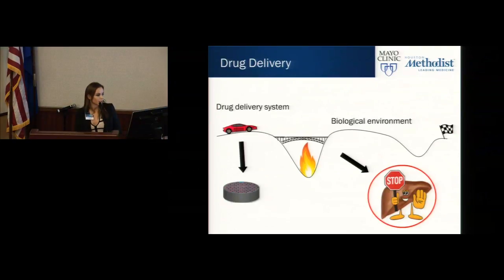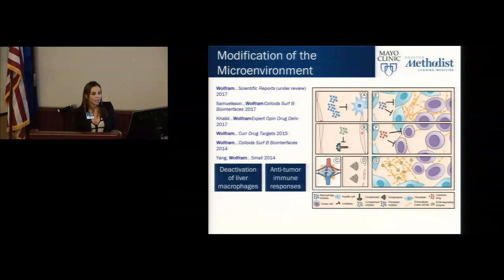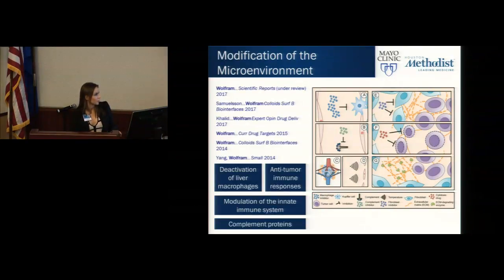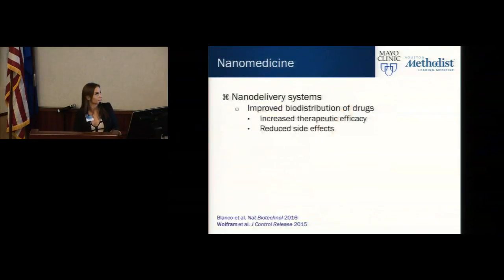So within my own research, I worked a lot with strategies to modify the microenvironment, for instance, deactivation of liver macrophages, anti-tumor immune responses, modulation of the innate immune system, complement proteins, and modification of the tumor microenvironment. But because of time constraints, I'll talk about one of these projects, which is deactivation of liver macrophages.